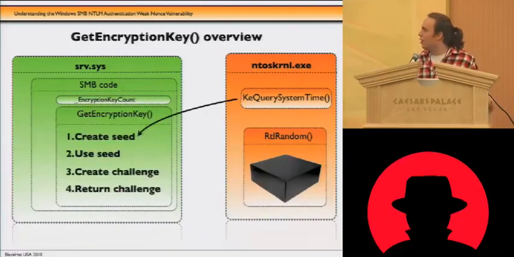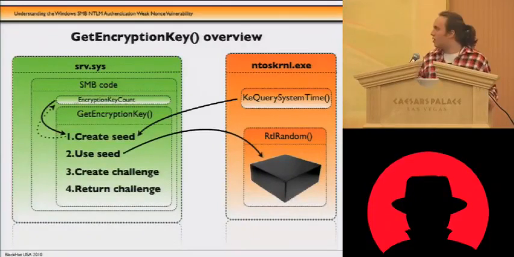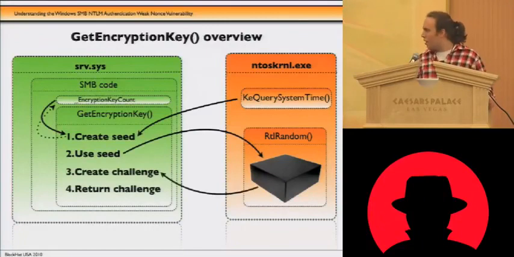The first thing it will do is retrieve the current system time using KeQuerySystemTime and create a seed. We'll create a seed with a part of that time and also using a counter, which is called encryption key count. Then, once the seed is created, we'll call the RtlRandom function, which is a PRNG. With that, we'll create a challenge and return the challenge to its caller.